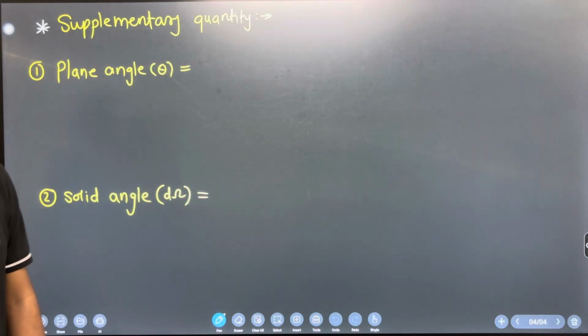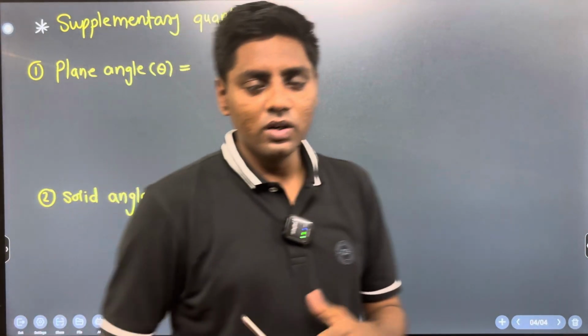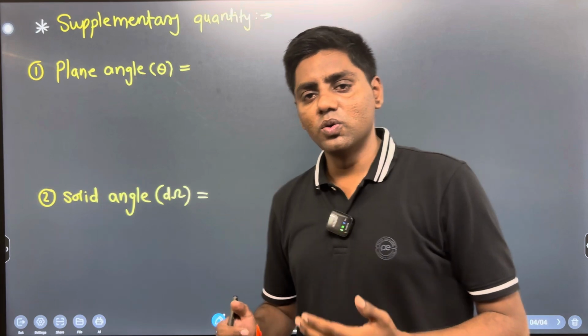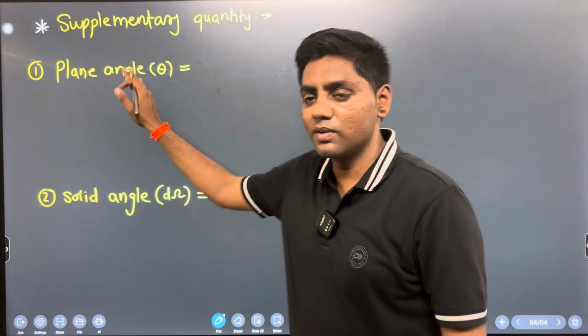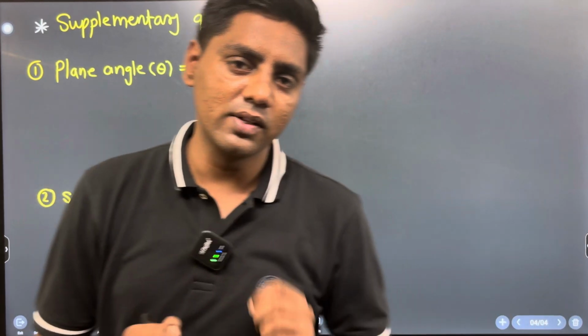And the last, that is two supplementary units. So we know that it is very easy. So remember the two supplementary units are, that is the plane angle, and next one is solid angle. So what is meant by plane angle?